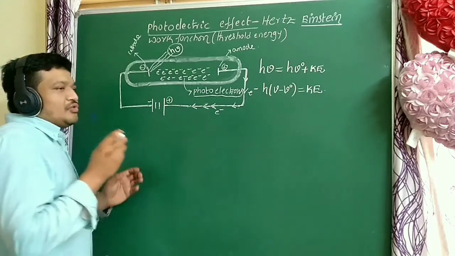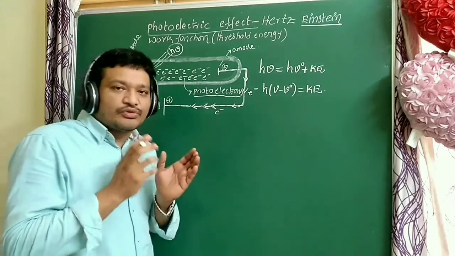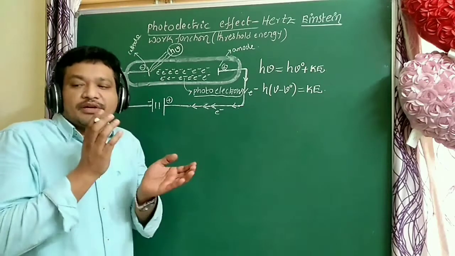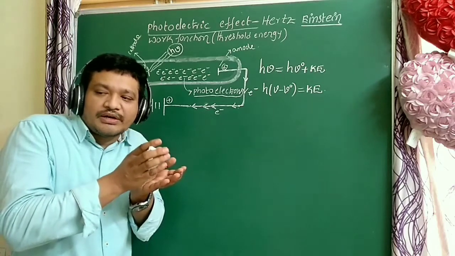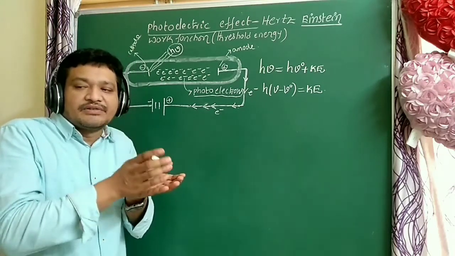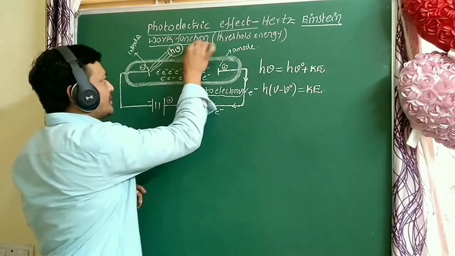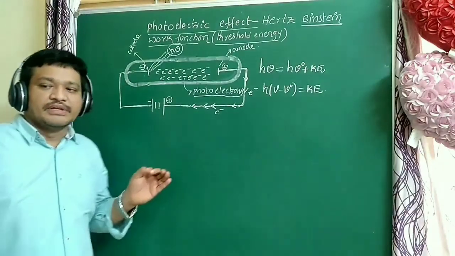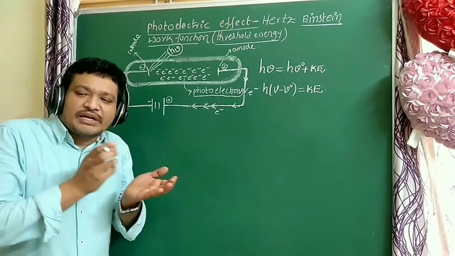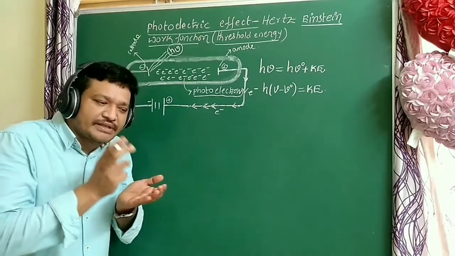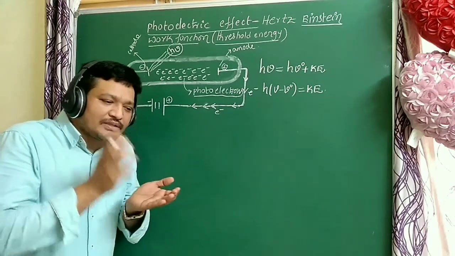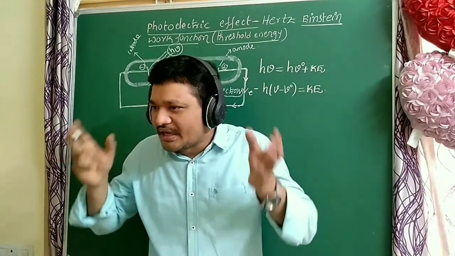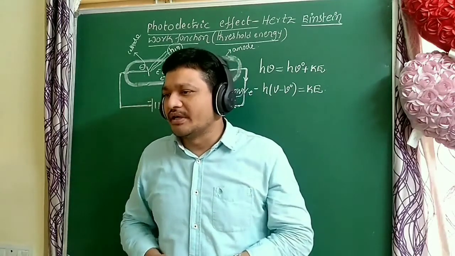Light energy is used to remove the electron from the metal surface. Some of the energy used to remove the electron from the metal surface is called threshold energy or work function. That is very important, students. Some amount of energy is required to remove the electron from the metal surface, and that energy is called threshold energy or work function.